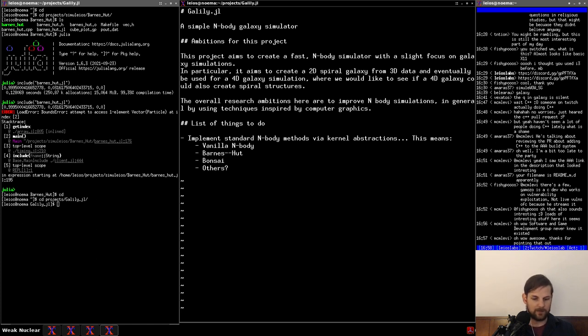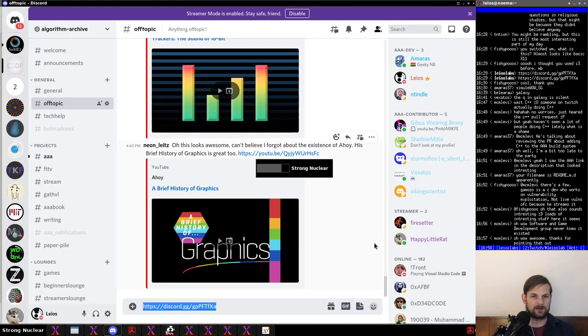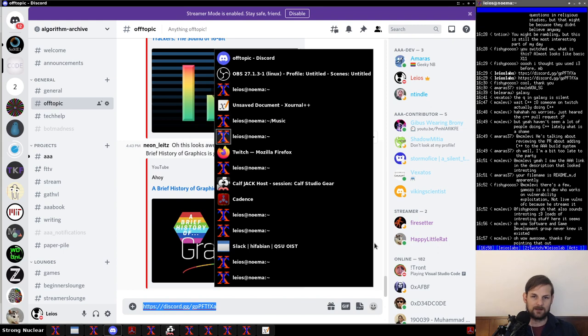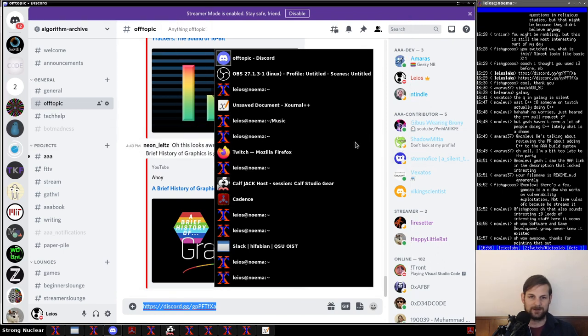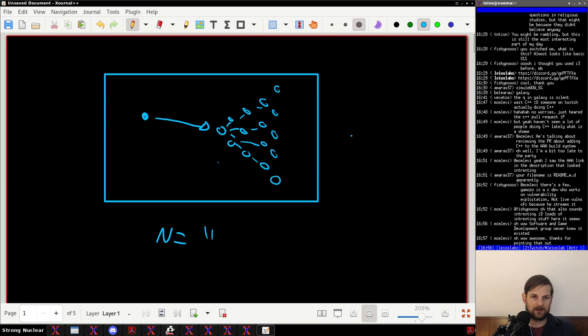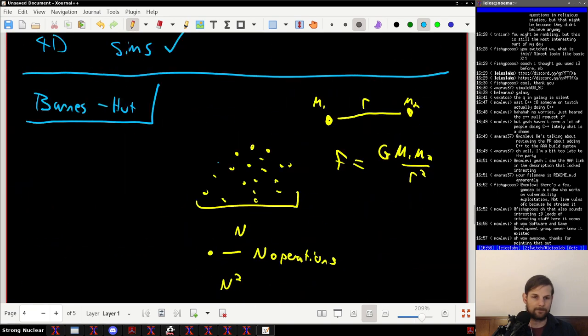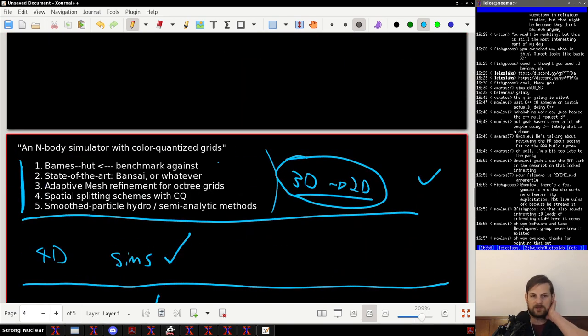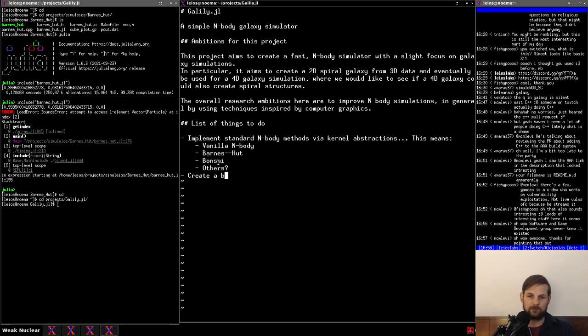Okay, so then after that, what we want to do is create a better, I have this all written down. Where do I have it written down? One second. There. Okay, I have it written down here. Okay, Barnes-Hut, we want to benchmark against state-of-the-art Bonsai. We want the adaptive mesh refinement, so we want to look into adaptive mesh refinement.